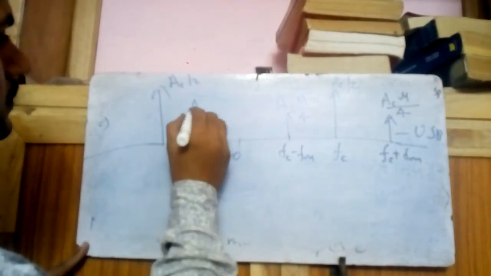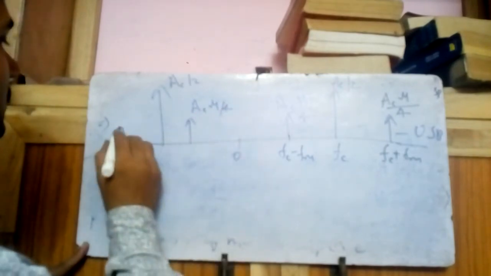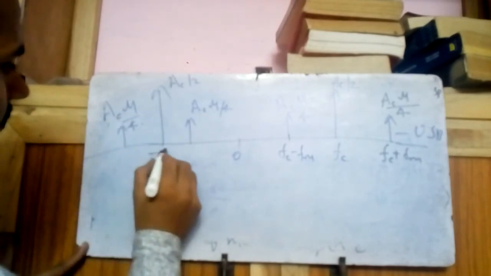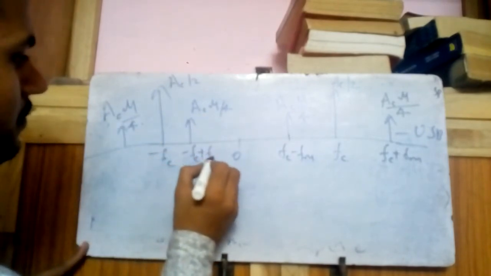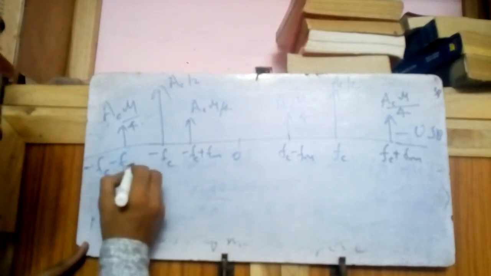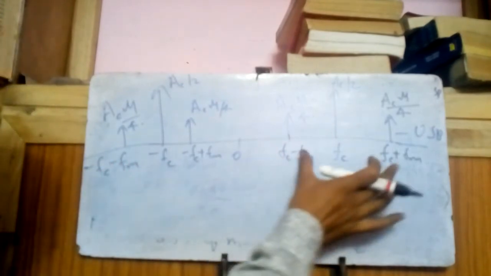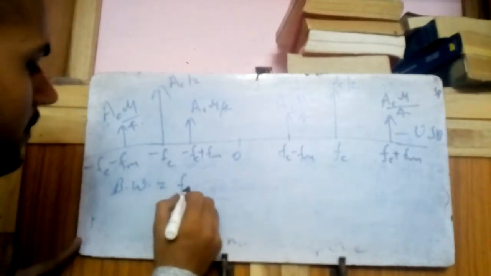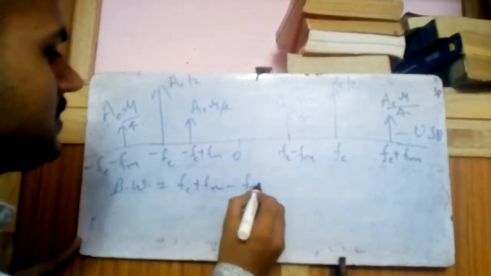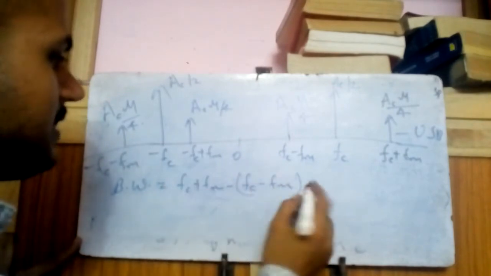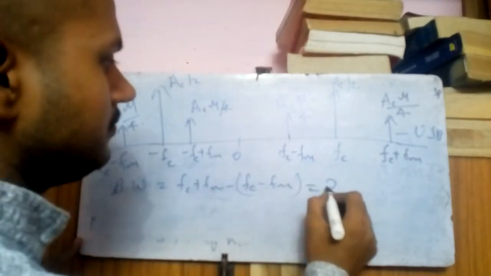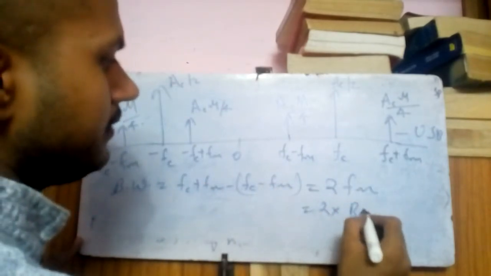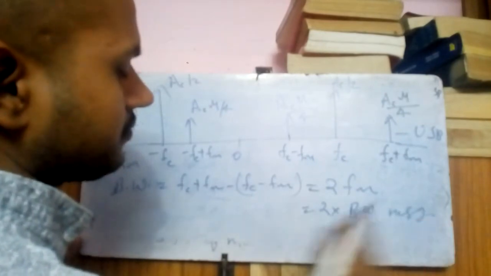And the same in the negative frequency: minus FC plus FM, minus FC minus FM. So what is the bandwidth? Bandwidth is FC plus FM minus (FC minus FM). FC cancels, FM plus FM is 2FM, which means 2 into the bandwidth of the message.